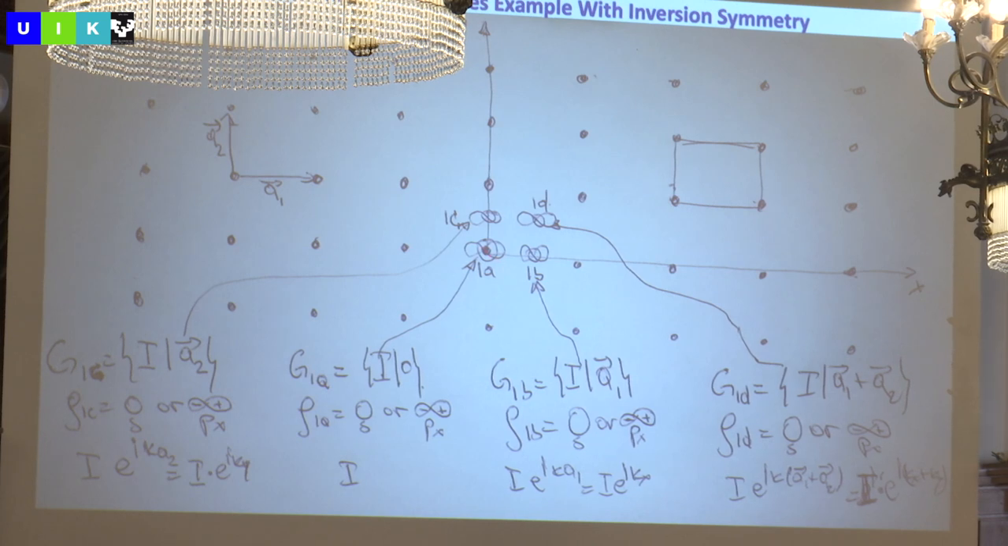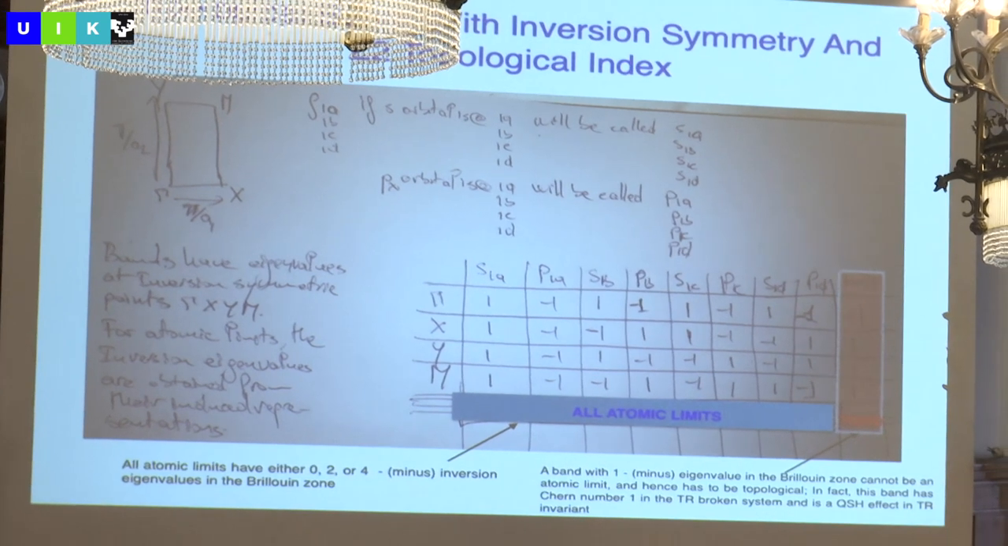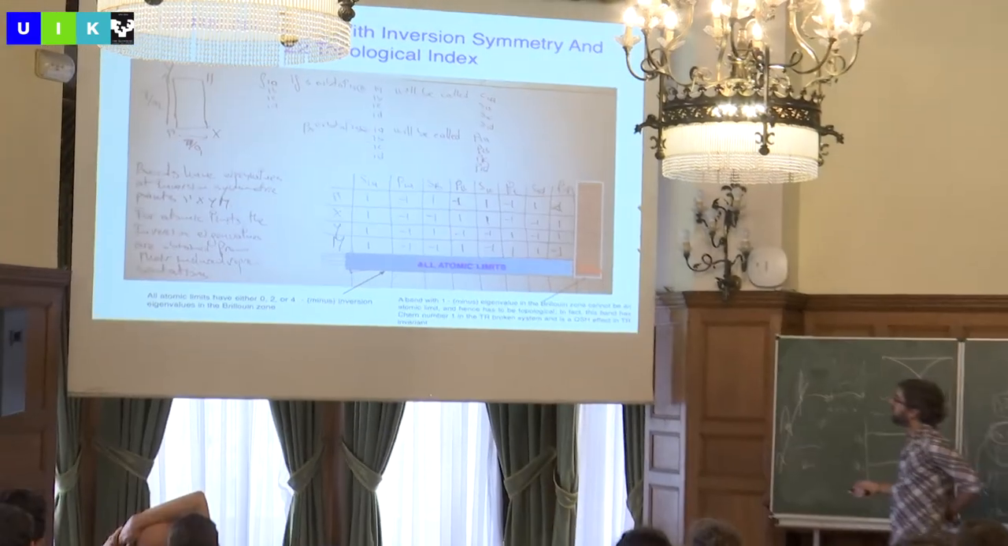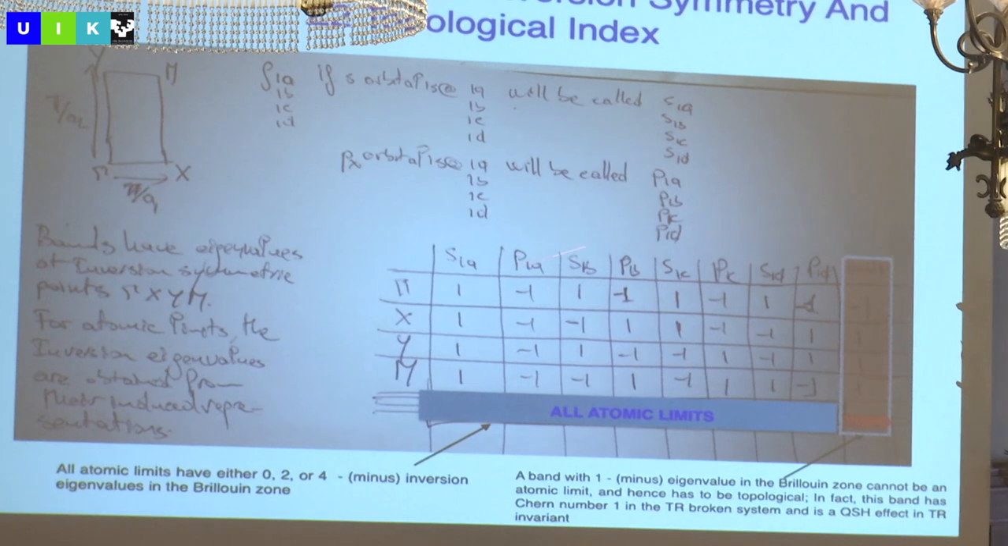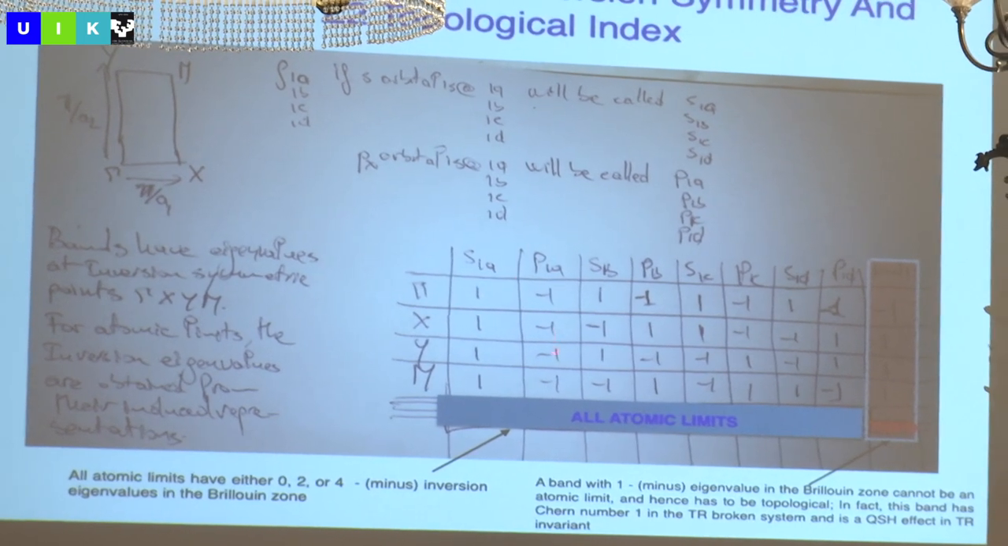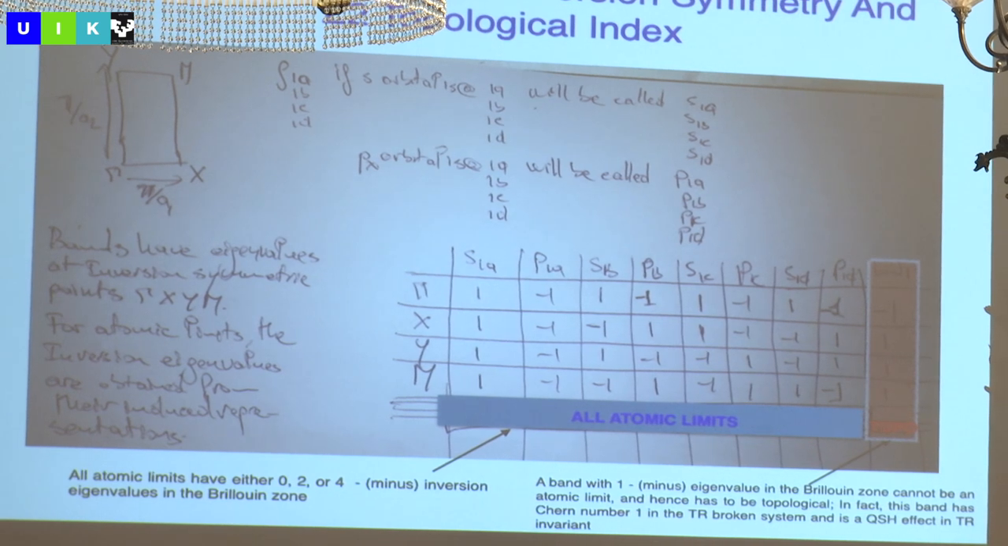So what we're going to do is write down these 8 atomic limits. This is called the 1A Wyckoff position, this is called the 1B, this is called the 1C, and this is called the 1D. But you don't need to remember that. In fact, it's better if you don't. And these are their eigenvalues in the Brillouin zone. They come from just taking account of these phases. For example, S at 1C, which is here, came with an e to the iky, so it's going to have a minus 1 at the y equals pi point. You see here, etc. So is this procedure clear?